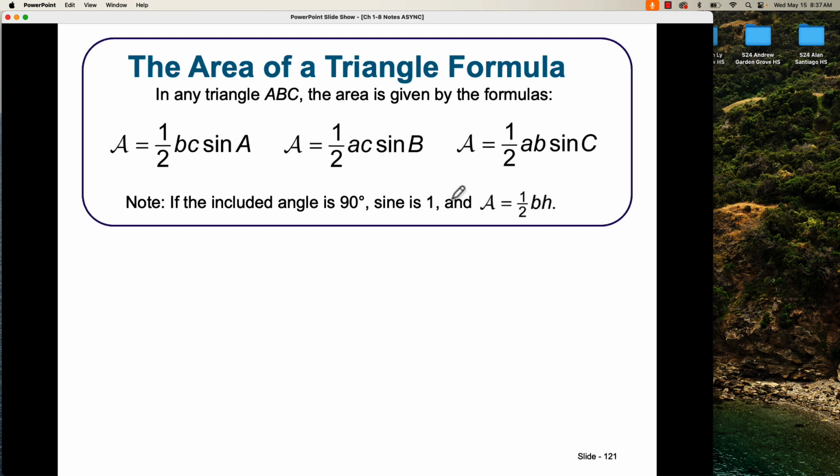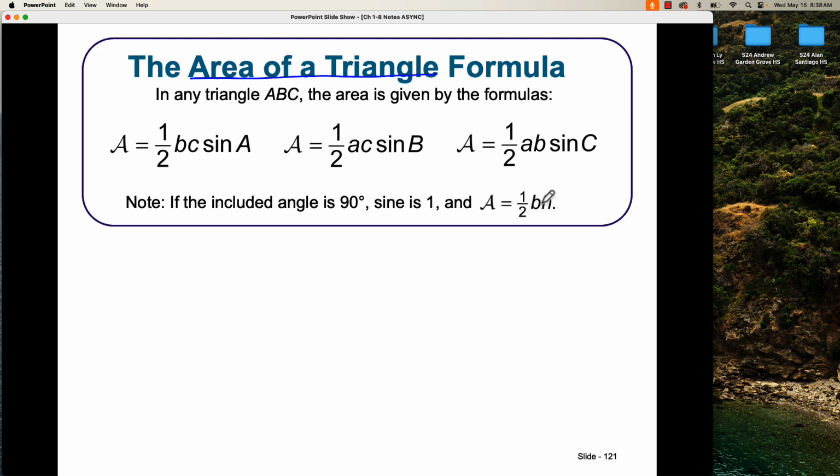Next, we have the area of a triangle formula. And you may think, well, we already have the formula for the area of a triangle. It is 1/2 base times height. And you are right. 1/2 base times height is one formula for the area of a triangle, but there's a part of it missing that we just overlook when we're first learning it, which is fine. And that is that if the included angle is 90 degrees, well, sine of 90 degrees is equal to 1. And we end up with our area of a triangle equals 1/2 base times height.